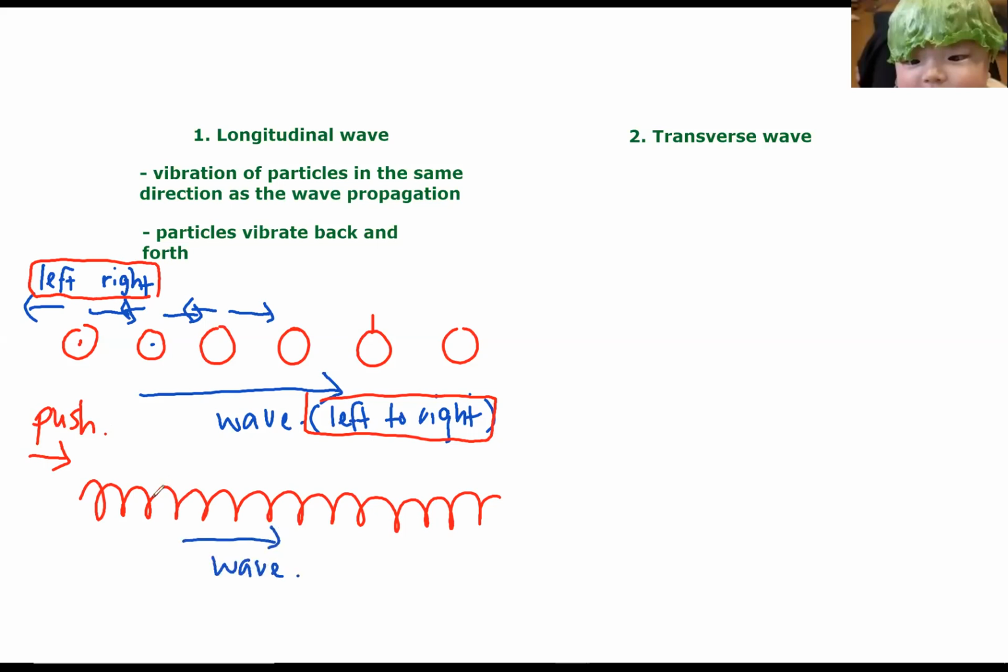All right, each coil of the spring will move left to right, and overall you'll see a wave moving from left to right, right? Just imagine that. This is an example of a longitudinal wave. If you focus on one single coil, it is moving left and right, and the wave structure is also moving from left to right. So this is an example of a longitudinal wave.